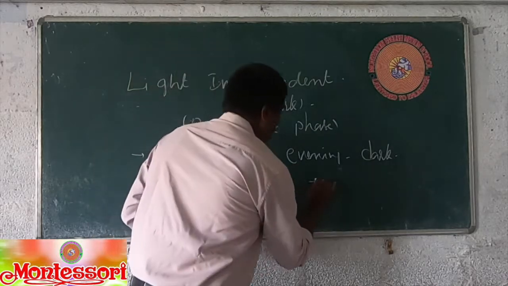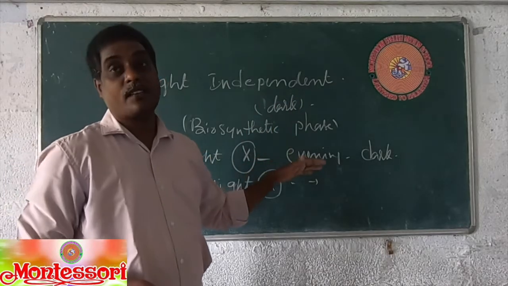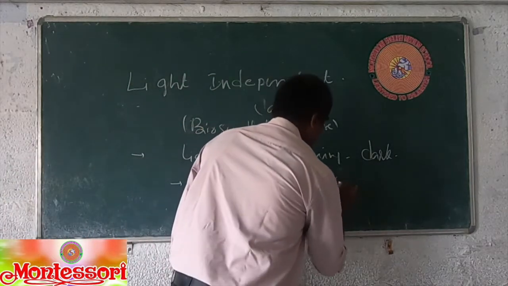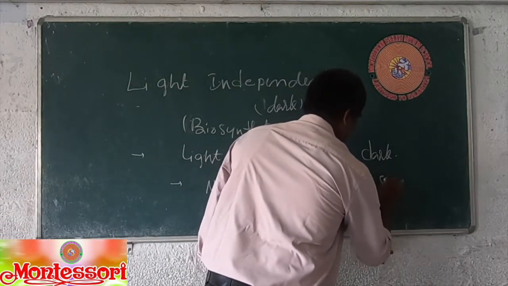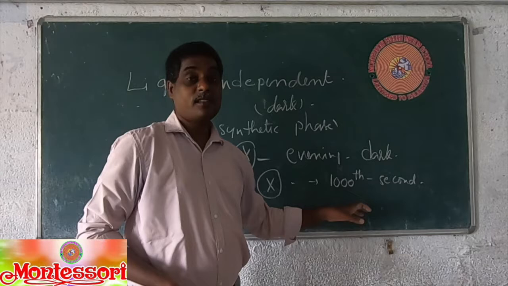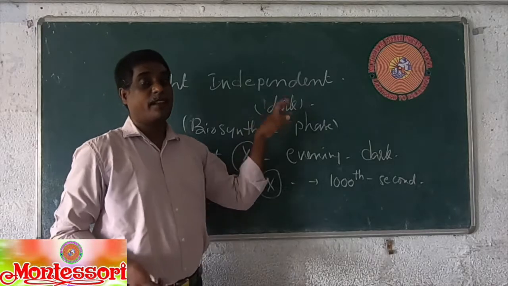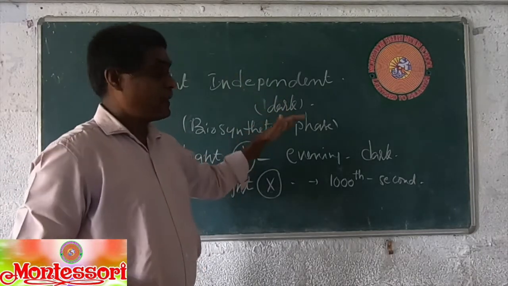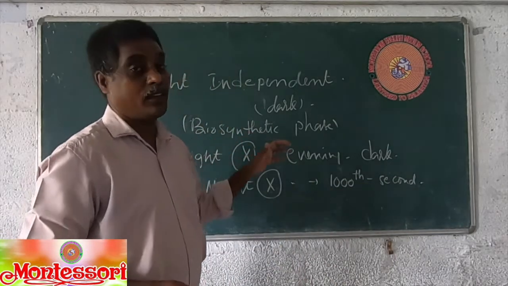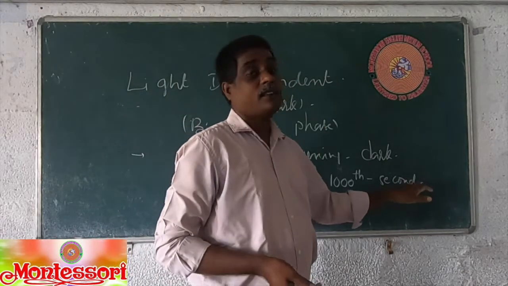For example, the time gap between the light reactions and light independent reactions is thousandths of a second. That means when the light reaction is happening, when the water molecule is splitting into OH minus ions and H plus ions, the H plus ions immediately participate in the light independent reactions. The H plus ions don't wait until night time. It is immediate, thousandth of a second.